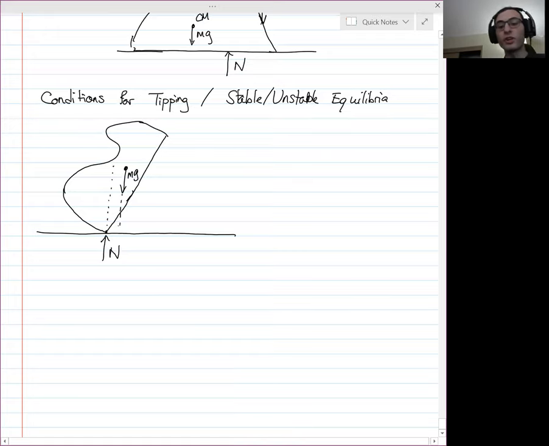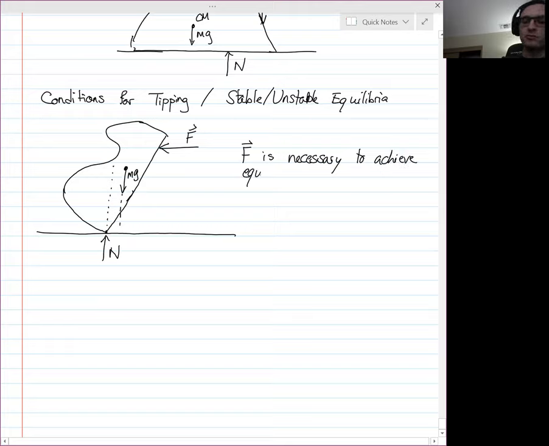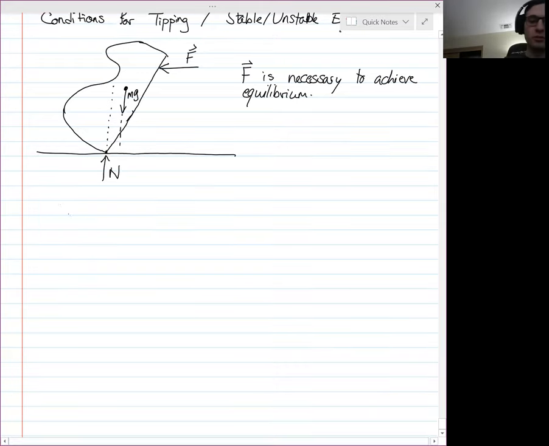And hopefully your intuition would tell you that you would need to push on your object with some force in order to get it to stay in equilibrium, because otherwise it'll just fall over, because the normal force can't move around to compensate for the other forces in the problem. So what happens if I decrease the magnitude of F?